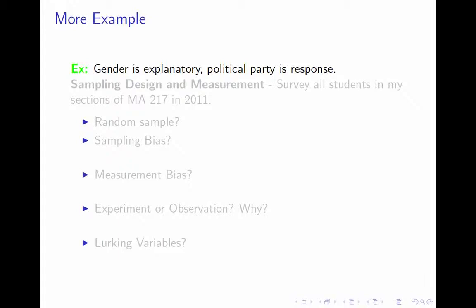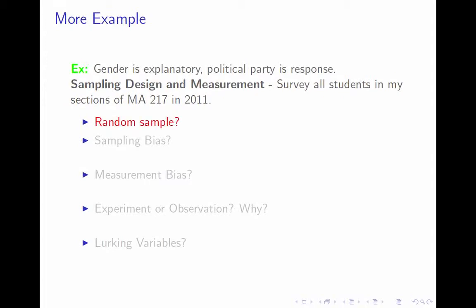Step 2 is the sampling design, and step 3 is the measurement. I'm going to take, for my sampling design, the survey I gave at the first day of class, but because I don't have all of that data yet, I'm going to go with the survey I did to my sections of 217 in 2011. So I believe it was 3 sections then of 217 is the sample. The measurement is that survey that I gave on the first day of class.